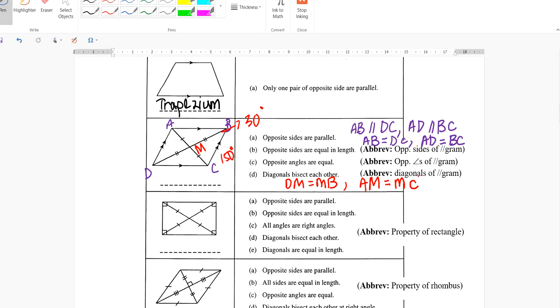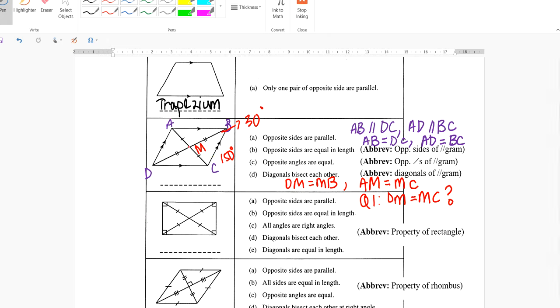But let me ask you a question. Can I say my DM is equal to MC? Goshen, can you agree with me that DM is equal to MC? I said DM is equal to MB and AM is equal to MC. But can I conclude that DM is equal to MC? May not be true, no?